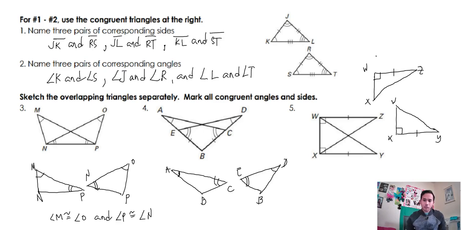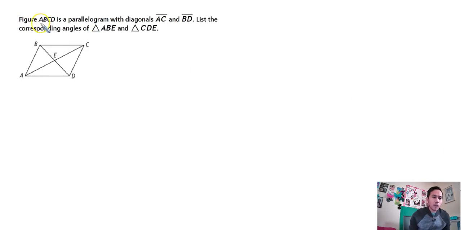Next one. The last example that we have is figure ABCD is a parallelogram, with diagonals AC and BD. List the corresponding angles of the triangles. Okay, I'll just use blue color. Triangle ABE. So this triangle, it talks about this triangle. And then we also have triangle CDE. So what are the corresponding angles? We're looking at the corresponding angles here. So this angle here corresponds to D.